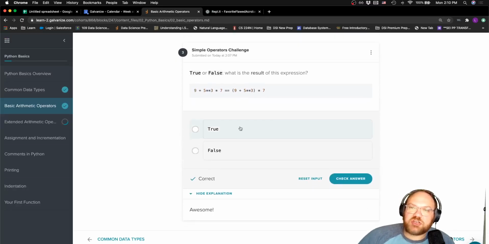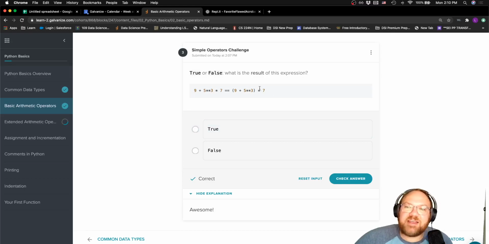Now for the last challenge, it's telling us true or false, what is the result of this expression? It turns out that Python uses the same order of operations that most of us learned in middle school, or maybe even the end of elementary school. That's PEMDAS. That tells us our order of operations, right? Parentheses, exponents, multiplication, division, addition, and then subtraction. Python works the same way.